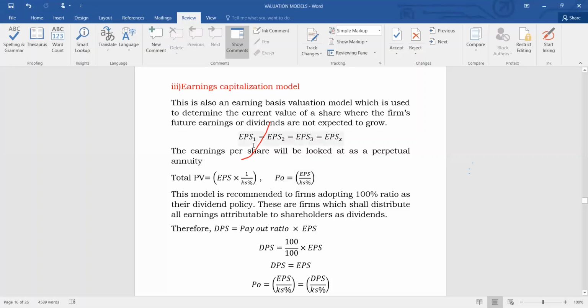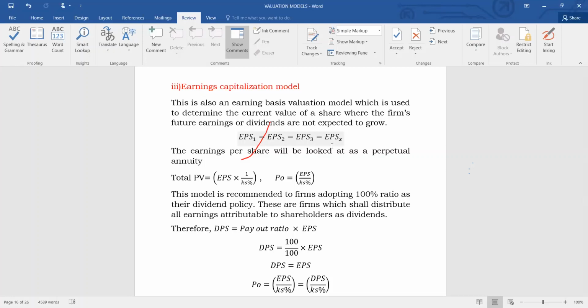This is what I'm saying here. You can see earning per share year 1, earning per share year 2 is equal to earning per share year 3, which shall equal earning per share at the time of infinity. There are two main conditions under which the capitalization of earnings model is used. One is where earnings are expected to remain constant. Secondly, is where a firm adopts a 100% payout ratio as the dividend policy.